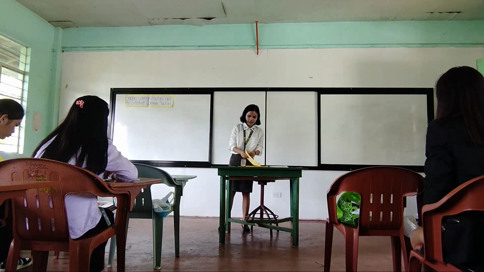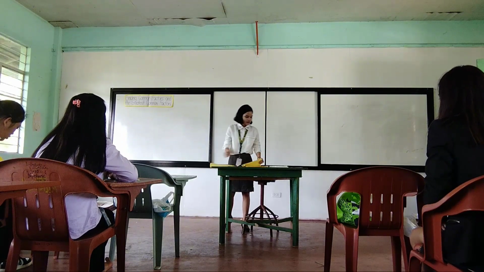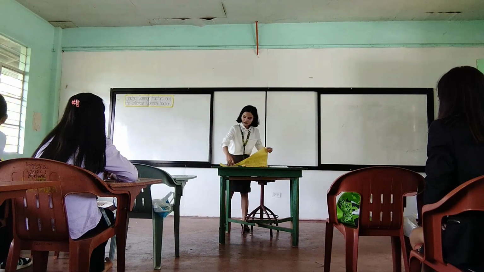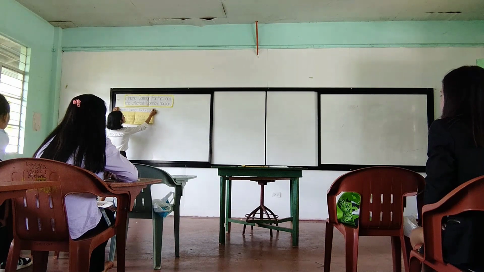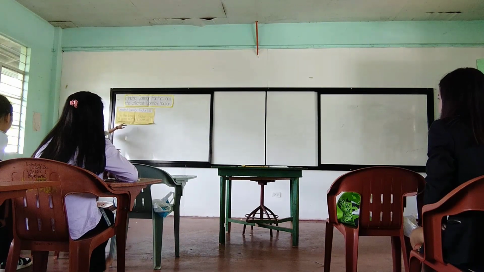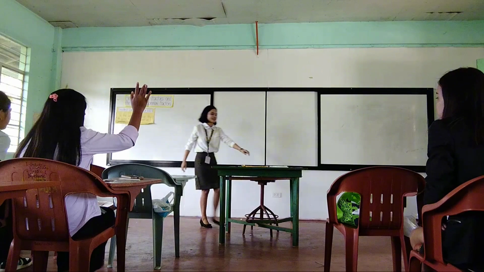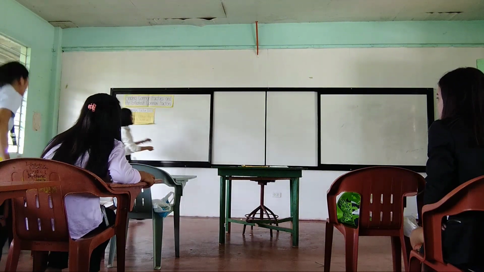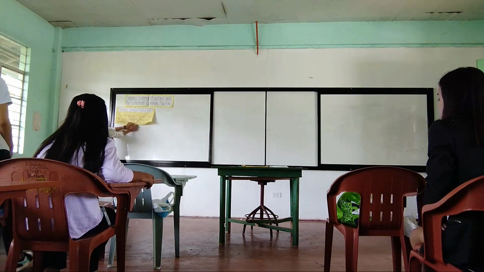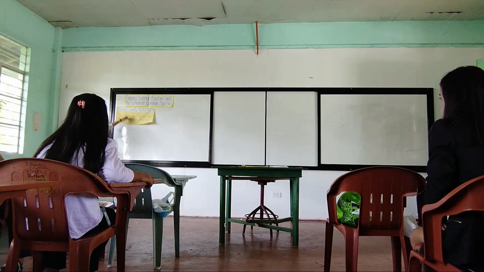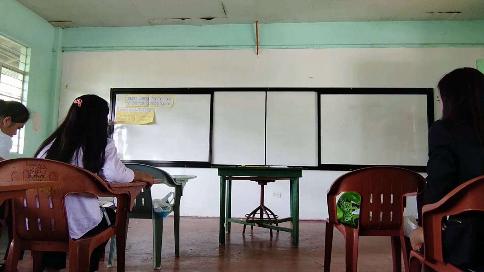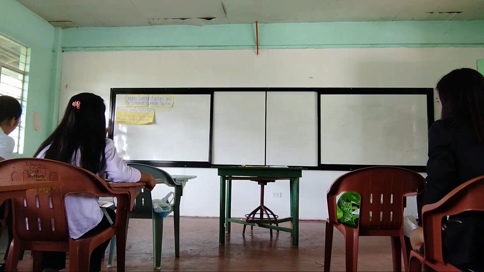So, now class, let us first define what the greatest common factor is. Who can read? Okay, Franz. Greatest common factor is the largest factor that the given numbers have in common. Yes, thank you, Franz. From the word greatest, it is the largest factor that the given numbers have in common. Meaning, both of the given numbers have this factor.